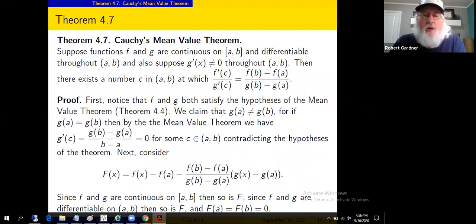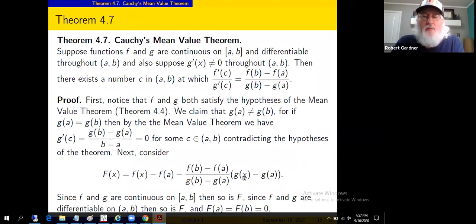All right, so really we're taking the mean value theorem, applying it to the G function and the F function, and taking a quotient. This is written up a little more cleanly, but maybe not quite as enlighteningly. All right, so what we're going to do is define a function capital F of x as follows. We're going to take f of x minus f of a minus f of b minus f of a over g of b minus g of a times the quantity g of x minus g of a, because that's what they suggested.